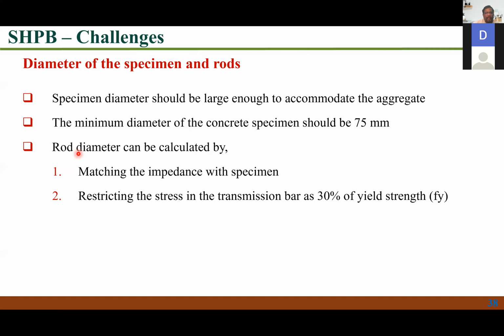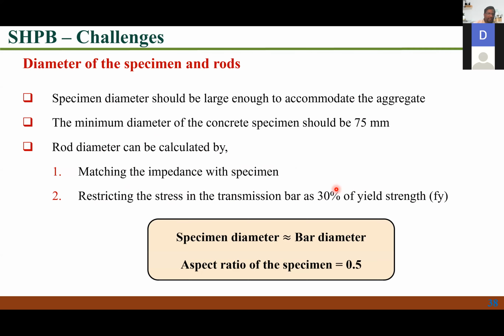Then for rod diameter, we need to calculate by matching the impedance with the specimen, and also restricting the stress in the transmission bar to 30% of the yield strength. So we want to make sure that both the incident bar and transmitted bar always remain elastic. So the stresses cannot go more than 30% of the yield strength.